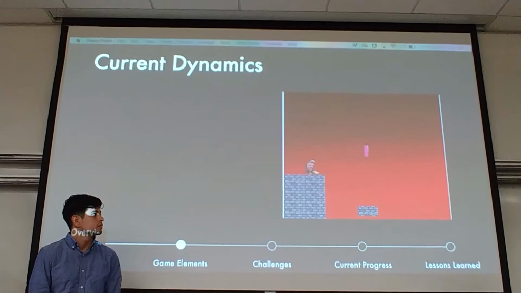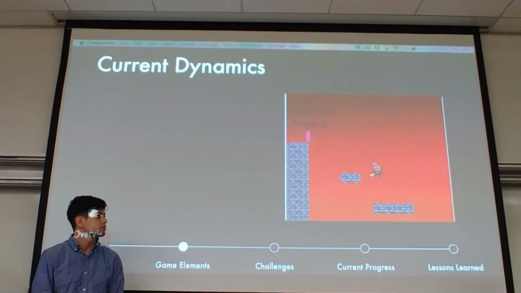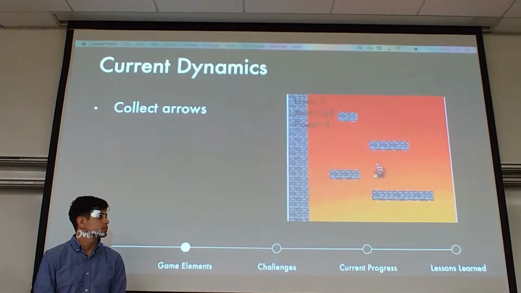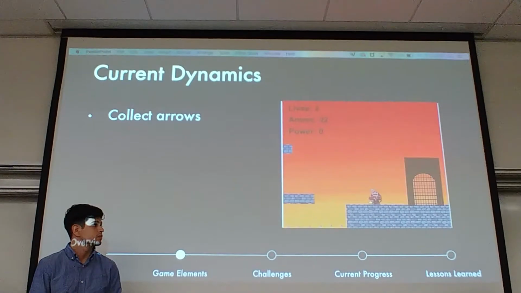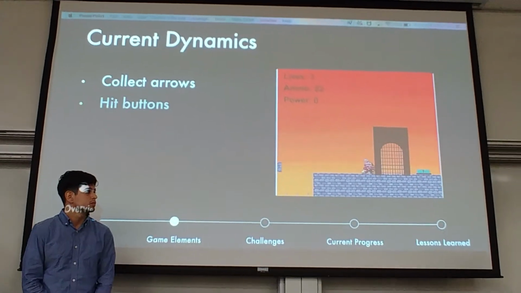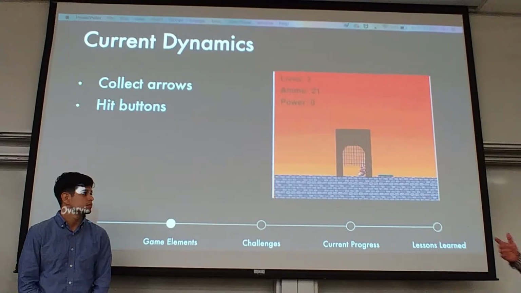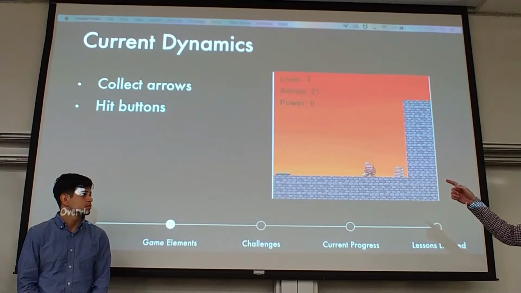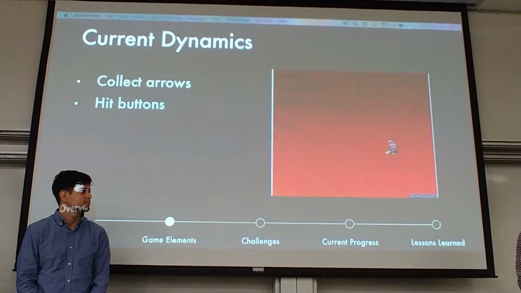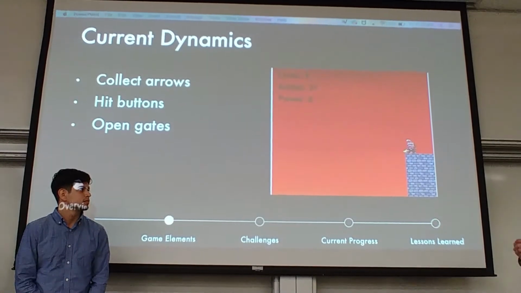Moving on to the current dynamics of the game. So with the arrows, we implemented a random function. So as a scavenger, you can go around and scavenge the arrows that appear randomly on the map. Once you collect these arrows, you can use them to interact with the surroundings. So for example, you can hit buttons like that just happened. So when you hit the buttons, it interacts with other surroundings as well, such as opening a gate.